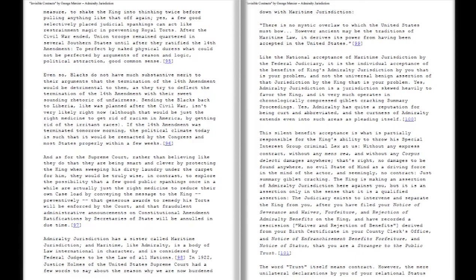After the Civil War ended, Union troops remained quartered in several southern states until after they ratified the 14th Amendment, to perfect by naked physical duress what could not be perfected by arguments of reason and logic. Political attraction, good common sense.